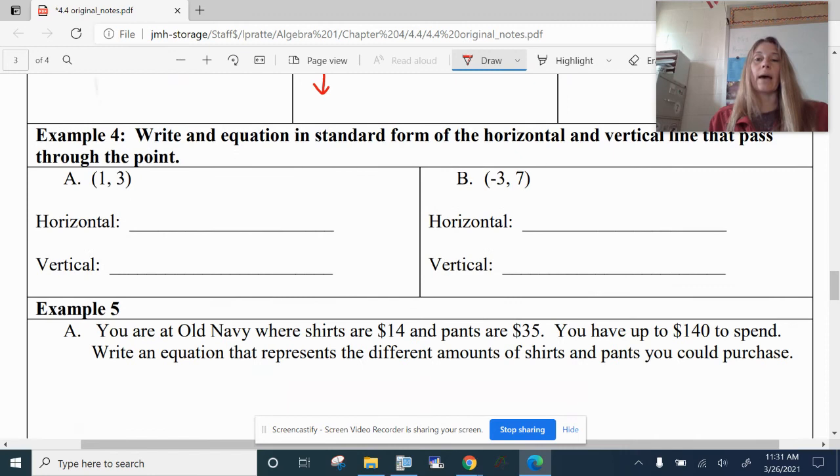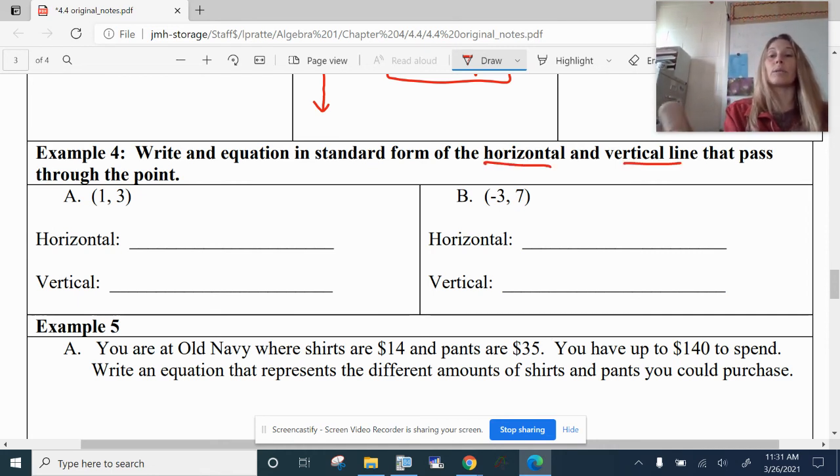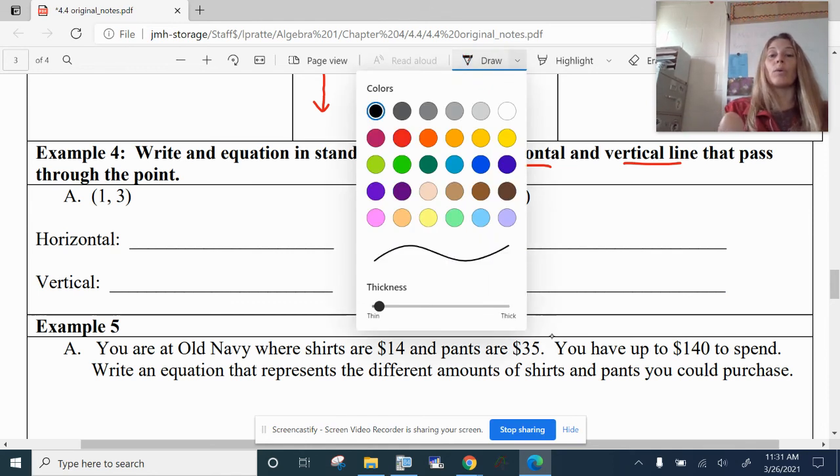Okay, so with that being said, let's write an equation in standard form of the horizontal and vertical lines that would pass through this one point. So what does that look like?